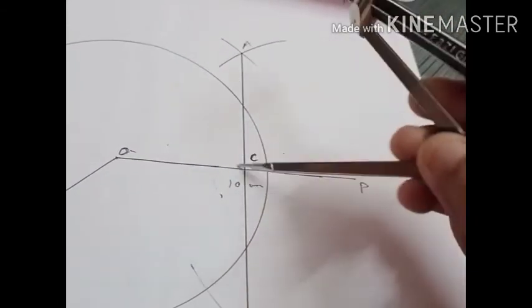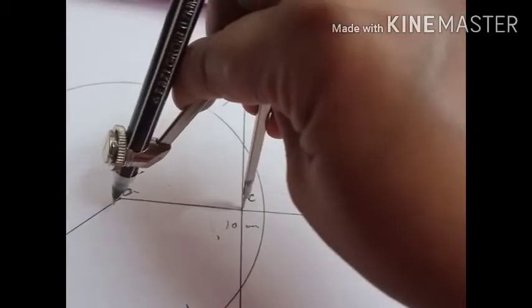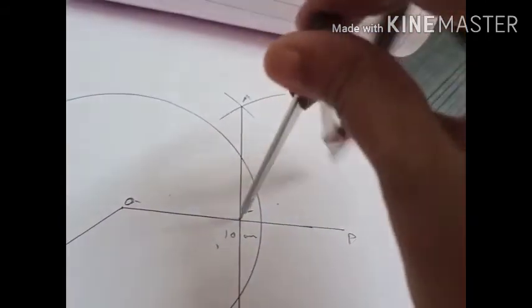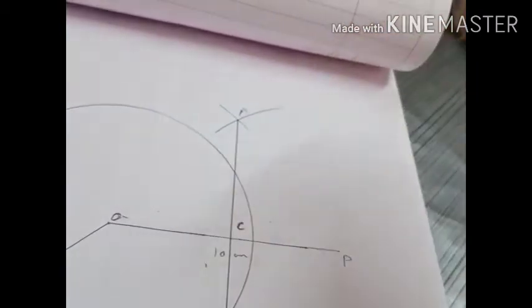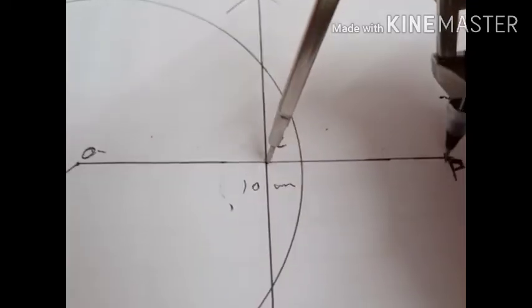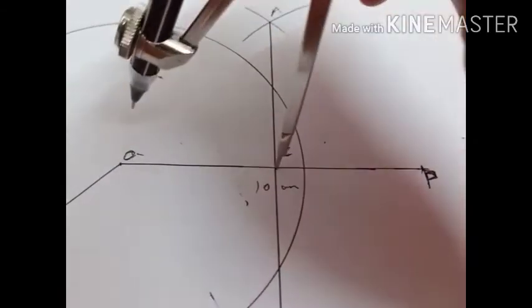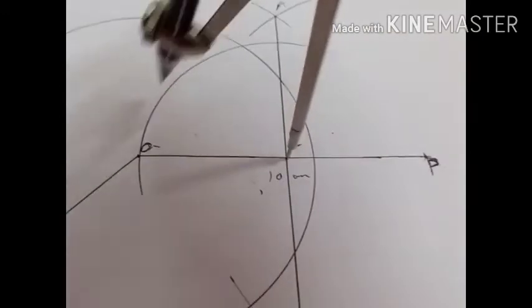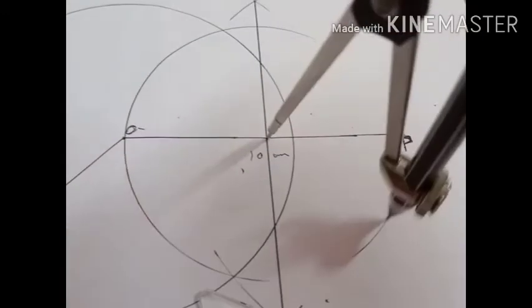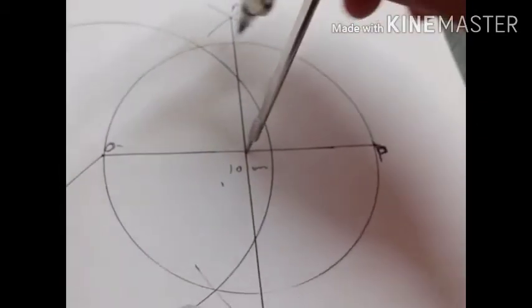Now we have to take the distance from C to O and C to P. Both should be equal. Here the distance from C to P and C to O are the same. The next step is we have to draw a circle from C with this radius OC or OP. OC and OP are equal, so we can take either OC or CP. Then we get the circle.